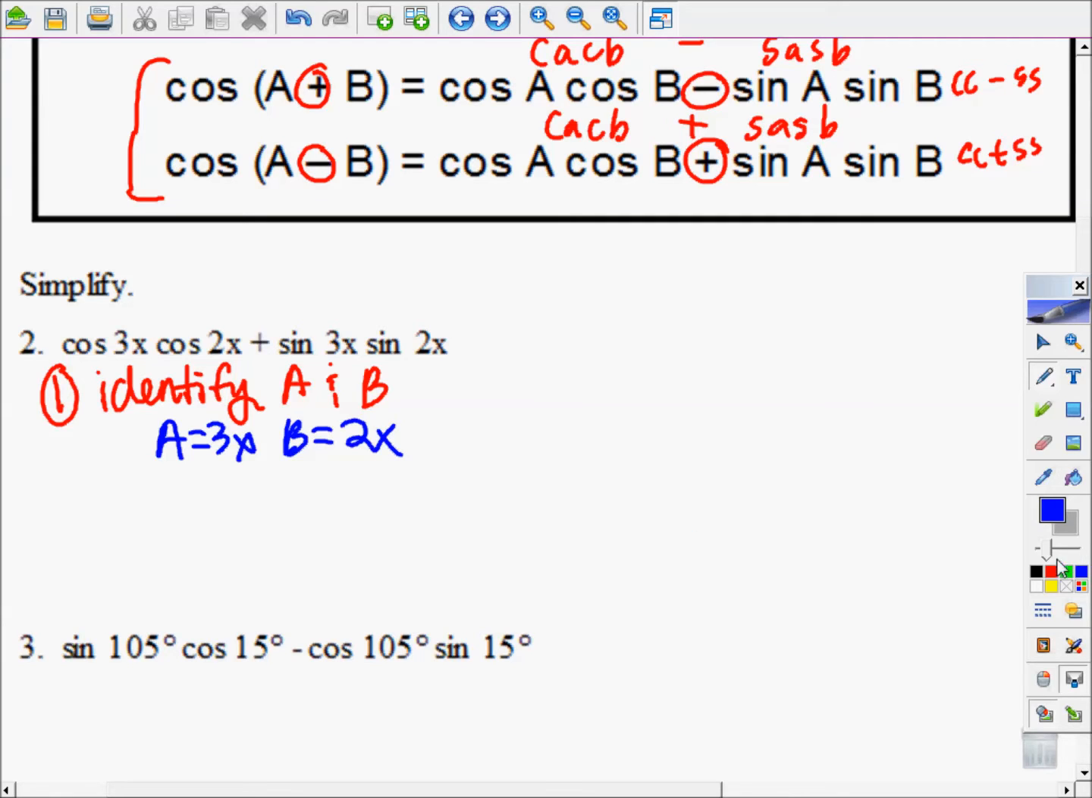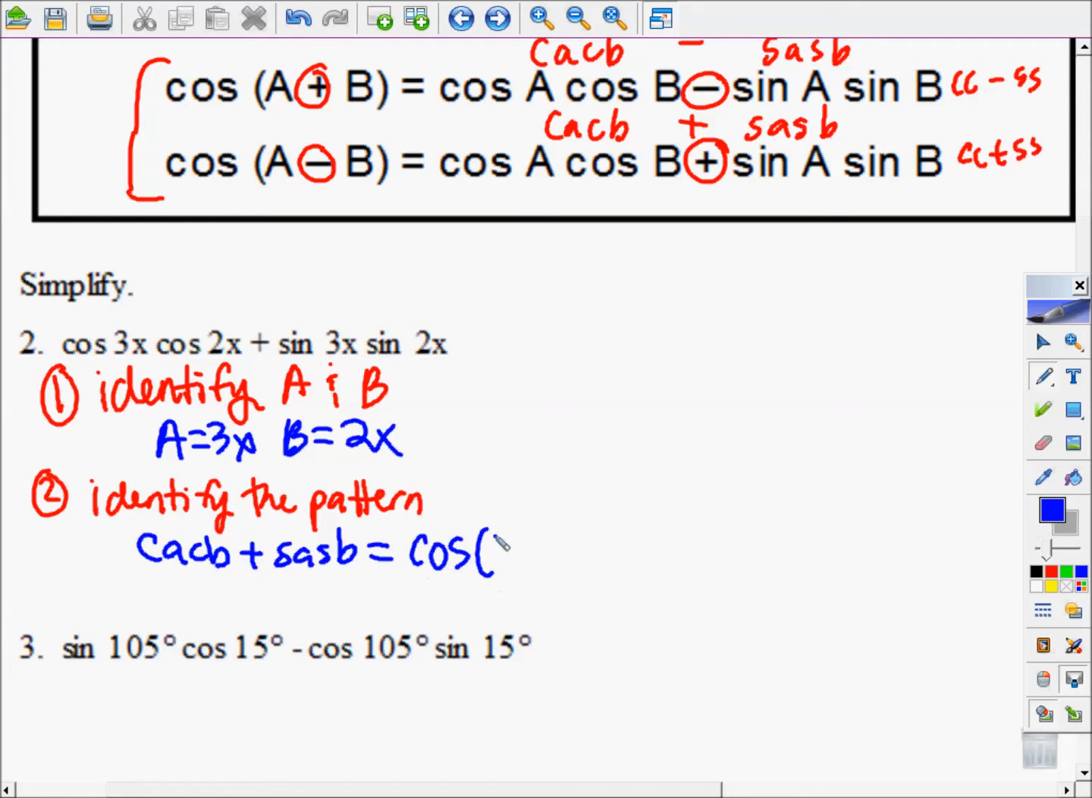Step 2 is identify the pattern. So is it a CAC-SAS or a SAC-CAS? It's a CAC-SAS. It's the first one. It's a cosine A cosine B plus a sine A sine B. Right? So that means that my rule that I'm following is cosine of A minus B.